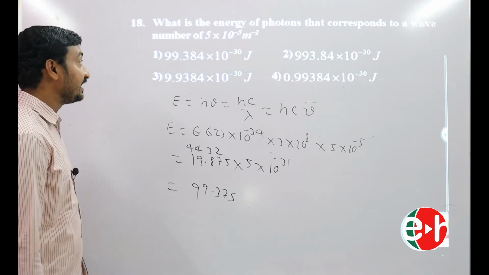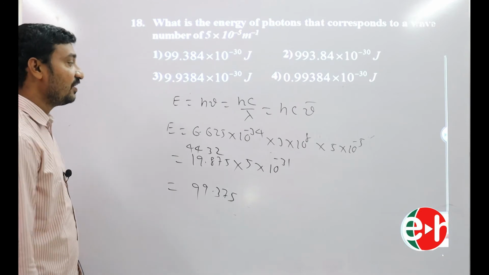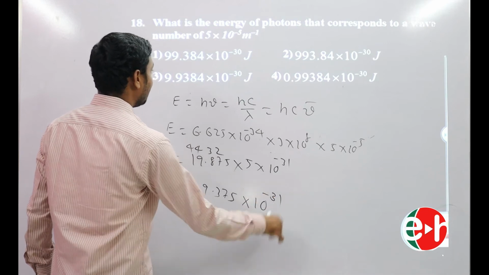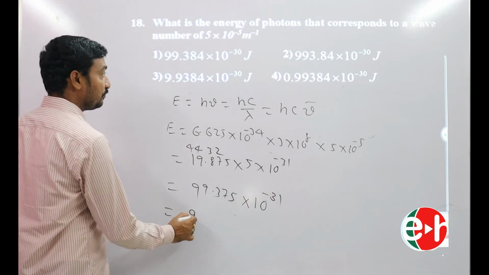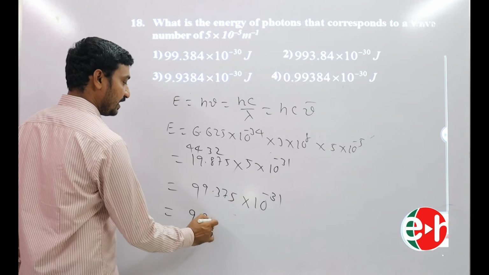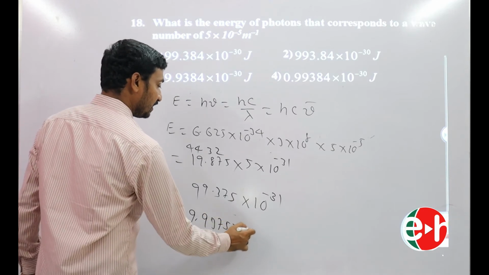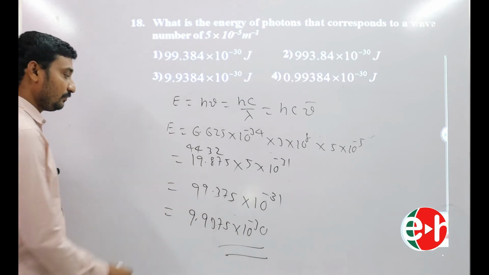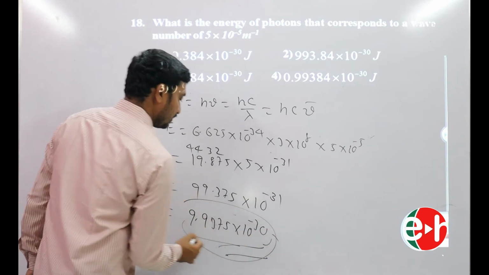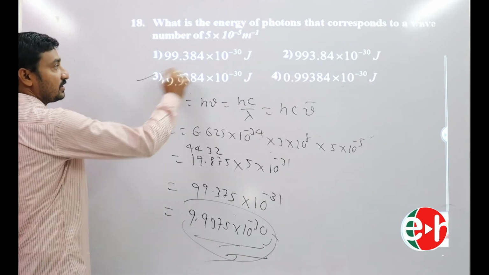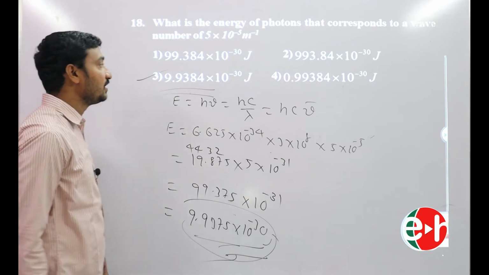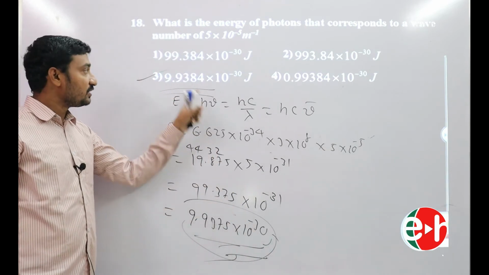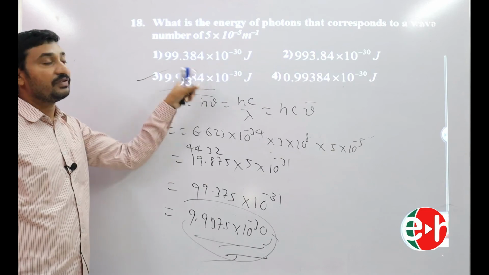Okay, now 99.375 into 10 to the power of minus 31, or 9.9375 into 10 to the power of minus 30 joules. So what is the nearest value? Hence the third option is correct. Now change the value corresponding to the given options.